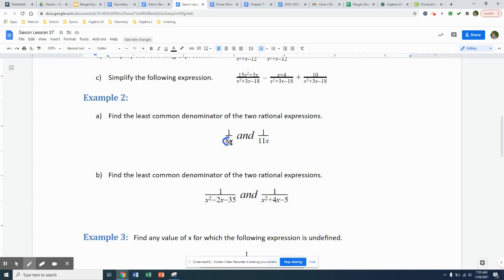Monomial means that each of these denominators only has one term. That's it. So we have an 8x and we have an 11x. When we are looking at polynomials, we are going to look at the factors. So what makes up this polynomial? Well, the factors of this polynomial are an 8 and an x. The factors of this polynomial are an 11 and an x. So we look at what makes up the polynomial. We're looking at its factors.